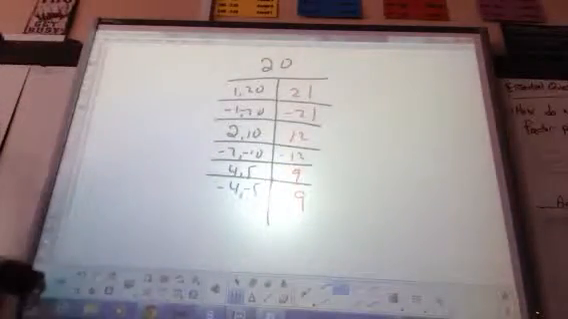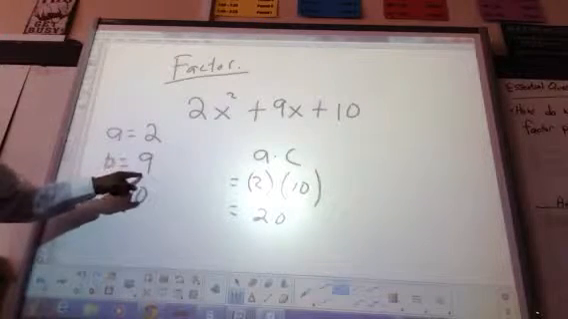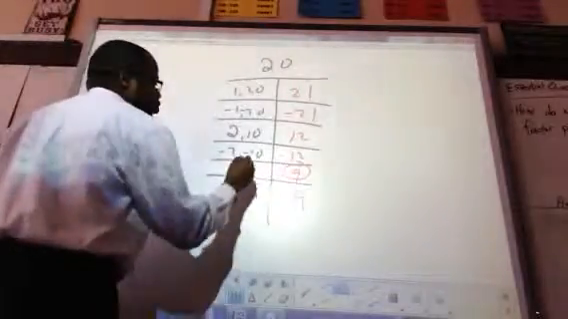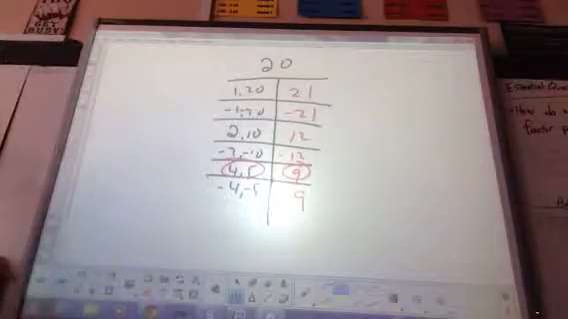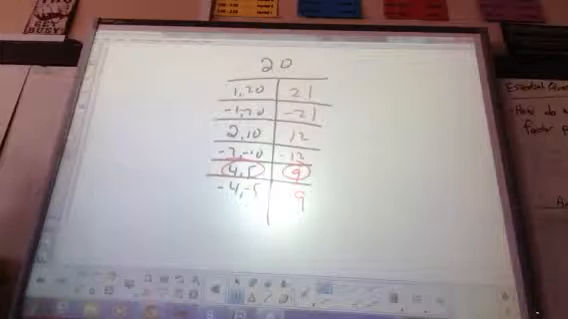So the question that comes up is, which pair of factors adds up to give us the value of b? B is 9. The two factors that add to give us that are the 4 and the 5. So we're going to replace b using 4 and 5. Let us do that then.